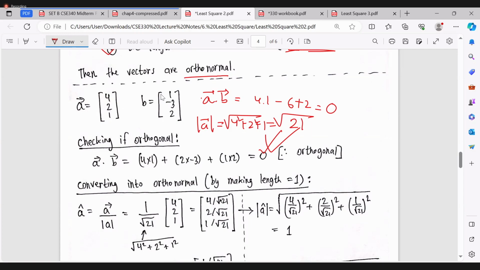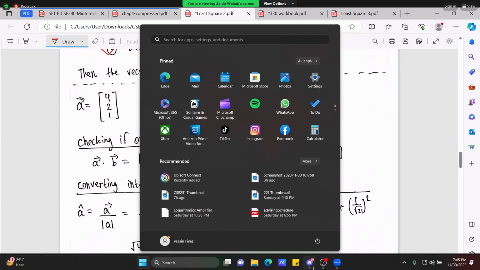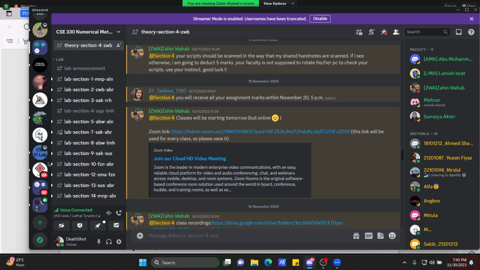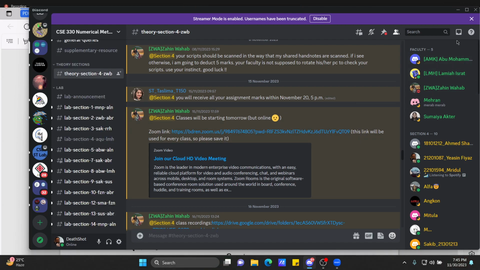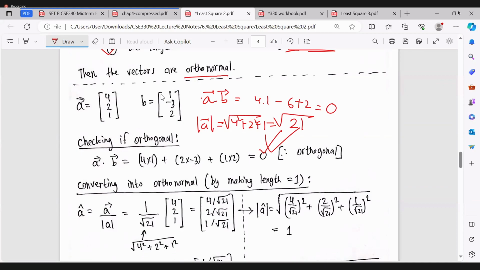How can we make the length of the vectors 1? We can divide the vectors by their magnitude, the desired length, which is 1.